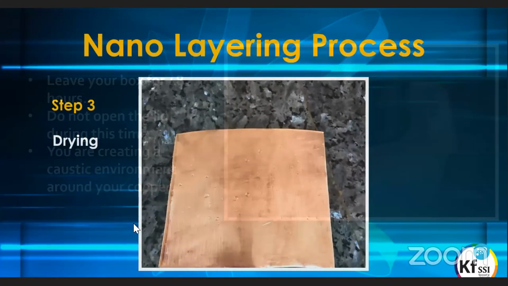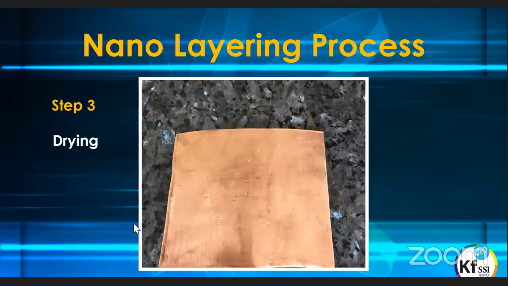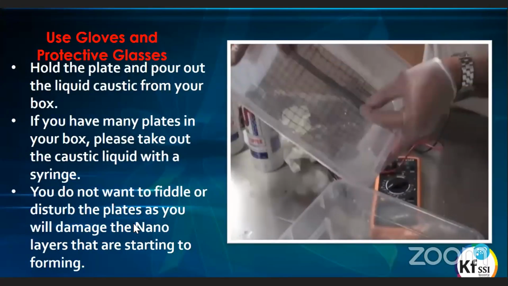All right, the next step is your drying. So after your 48 hours, if you're just doing one single plate, it is a lot easier. You need to remove most of your caustic water from your box.